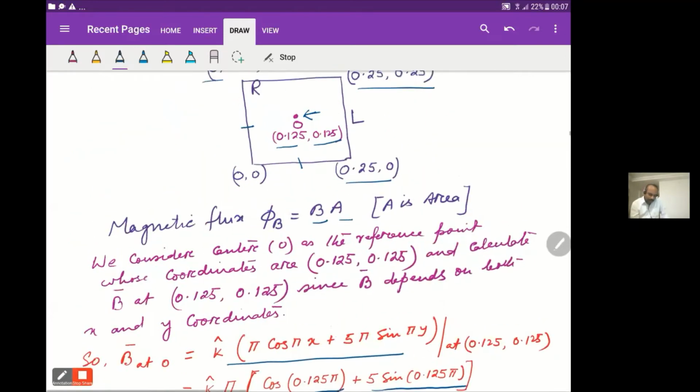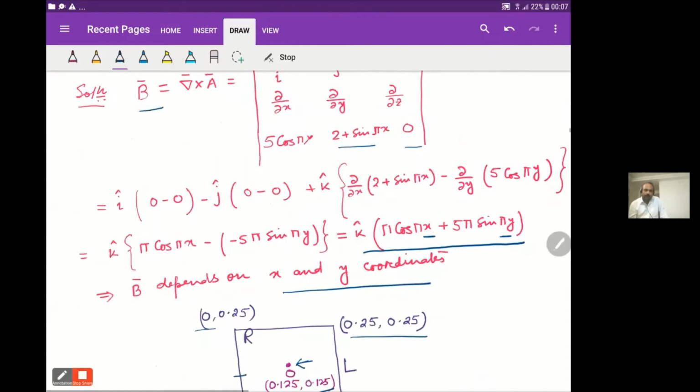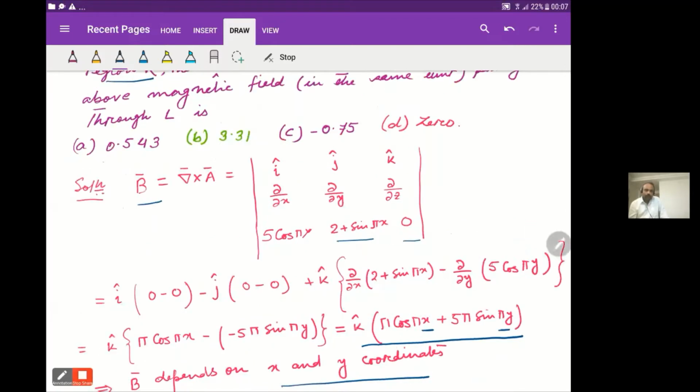option A, 0.543. So therefore, we can say that option A, 0.543 is the answer.